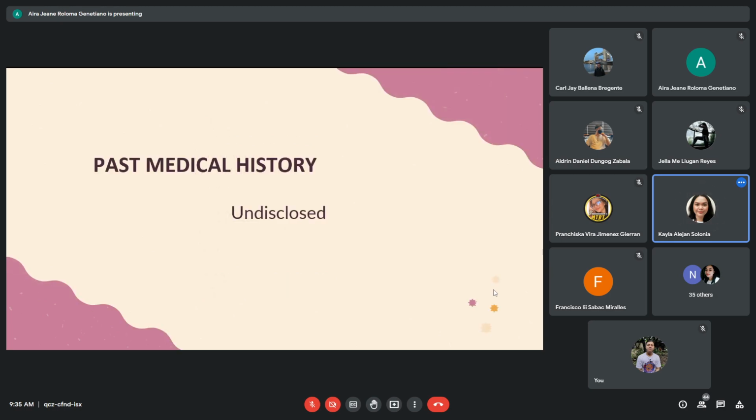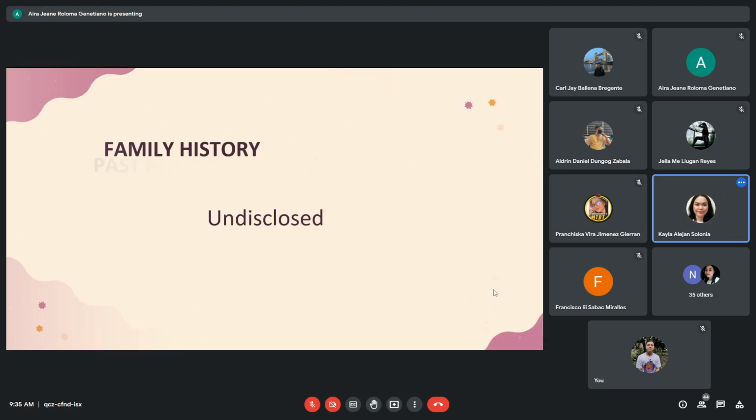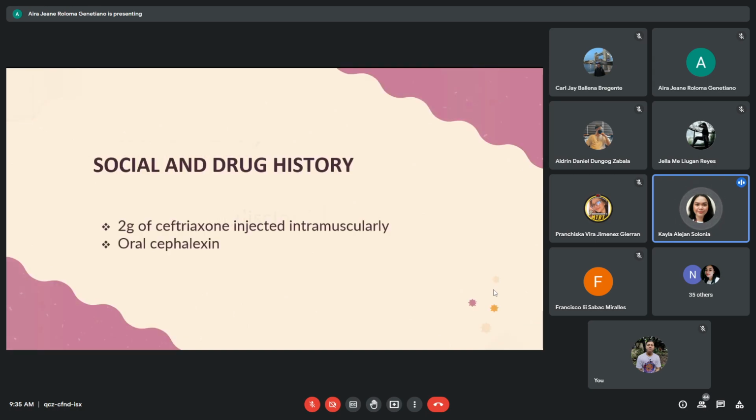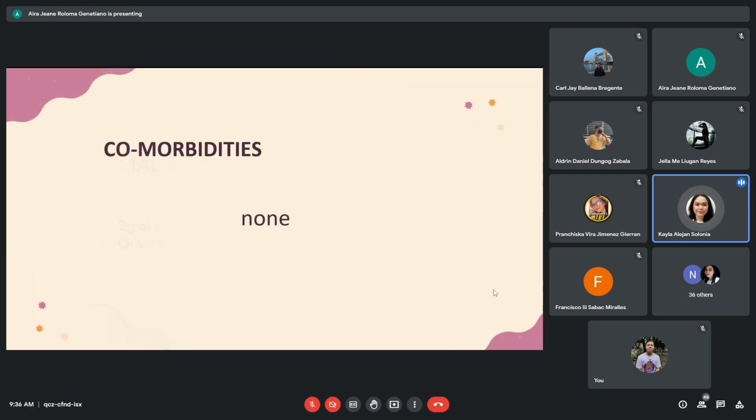The patient's past medical history was undisclosed. The patient's family history was undisclosed as well. For the social and drug history, the patient took 2 grams of ceftriaxone injected intramuscularly and oral cephalexin. This is after 48 hours since his first visit. For the comorbidities, it was undisclosed.